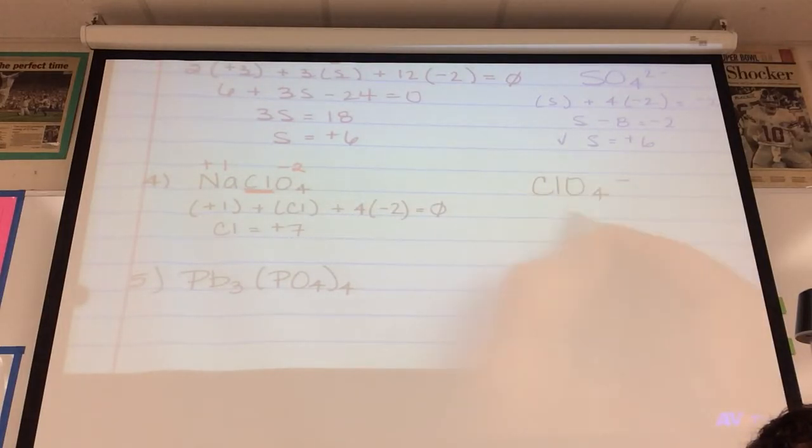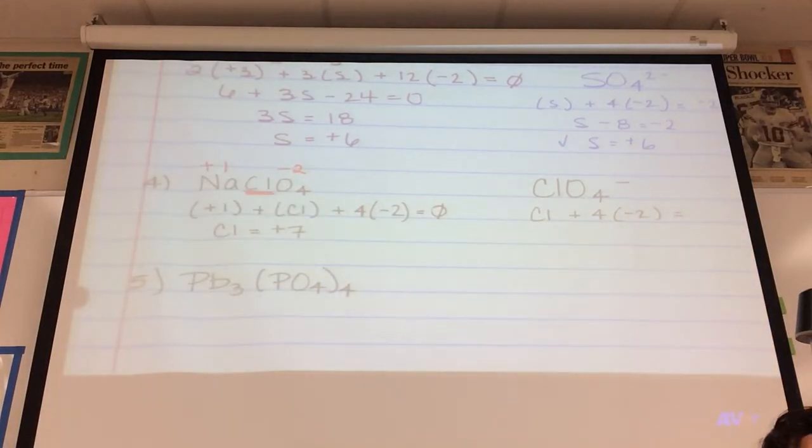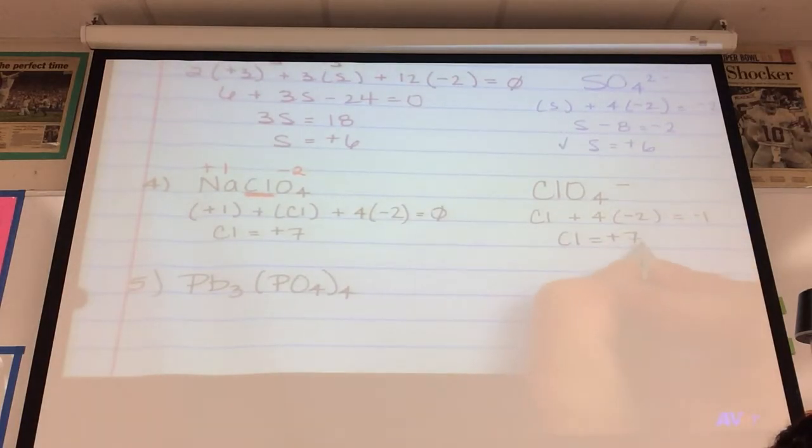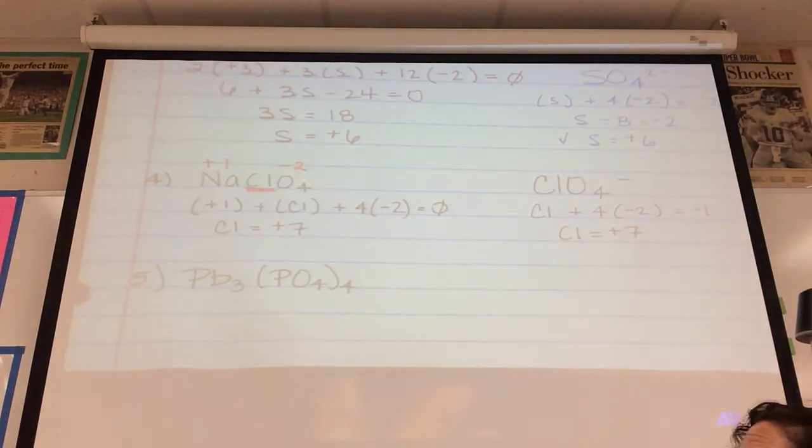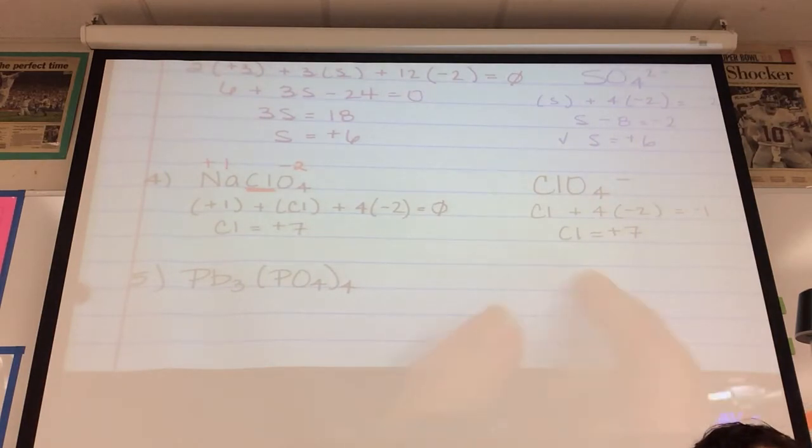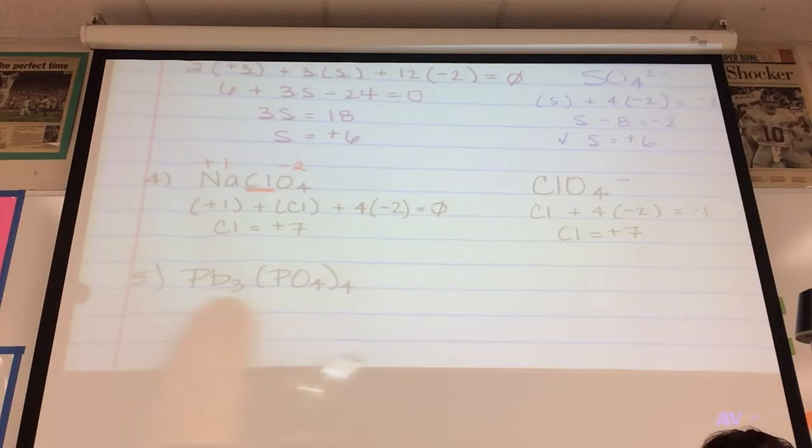If you wanted it off the perchlorate ion only, you'd have chlorine plus 4 times -2. What would you set this equal to? -1 is correct, and chlorine would be +7. Is that way easier? It looks a lot shorter. Yeah, it is. I think this is much easier, especially on one like this.